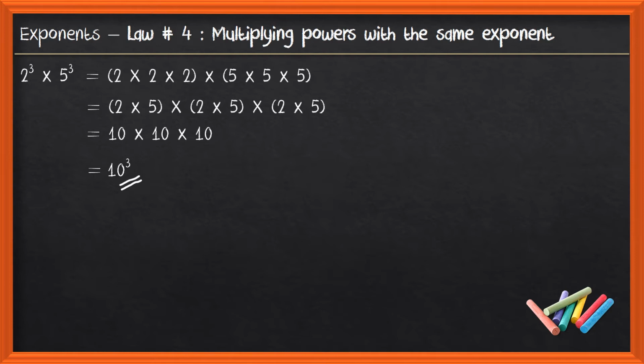This very same result can be obtained by multiplying the bases 2 and 5. That is, 2 to the power of 3 times 5 to the power of 3 is 2 times 5 the whole power 3, which would be equal to 10 to the power of 3.